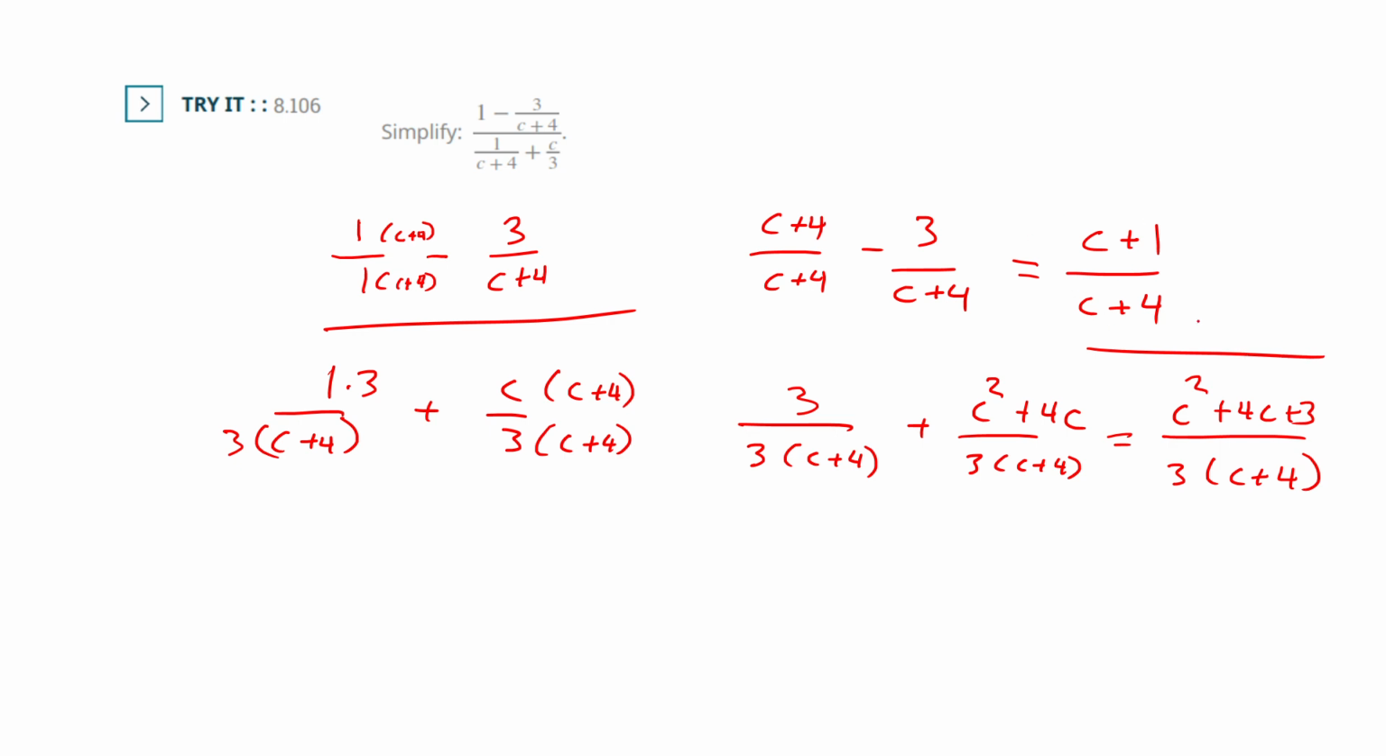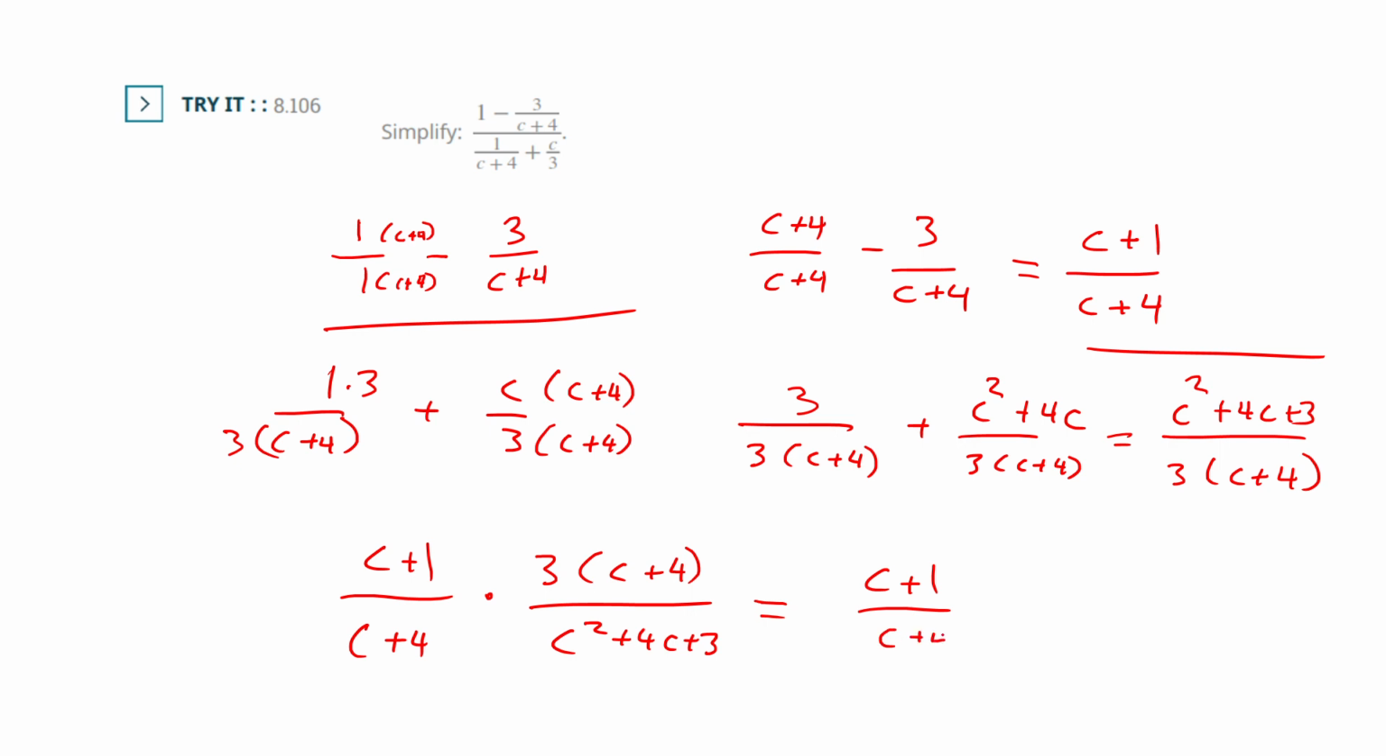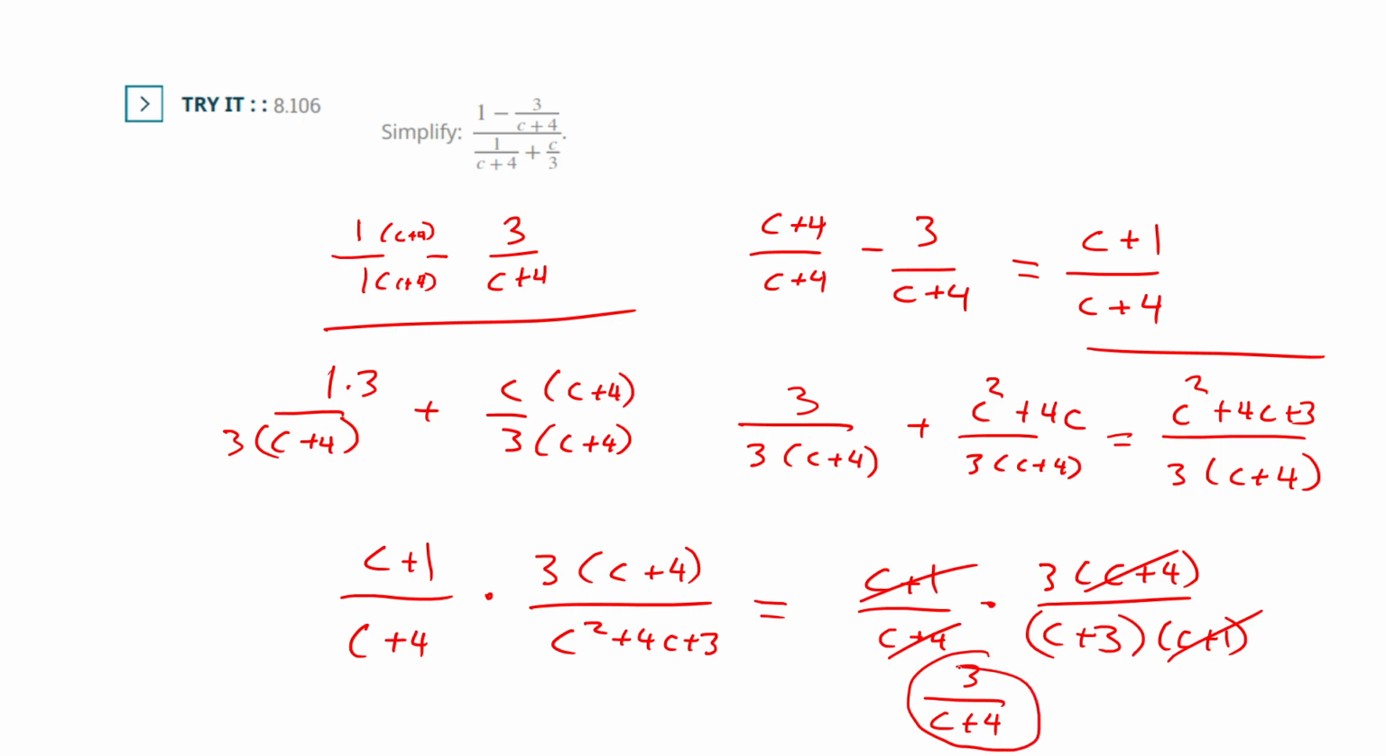Now all of that, I did problem 1. I've got problem 2, so let's keep, change, flip. Keep the top. It's got to be the top. So if someone misses this, they flip the wrong thing. Keep the top, change to multiplication, flip the second one. Okay. Now I can do some factoring here. All right, this guy cancels with that guy. This guy cancels with that guy. And we're left with 3 over c plus 4.